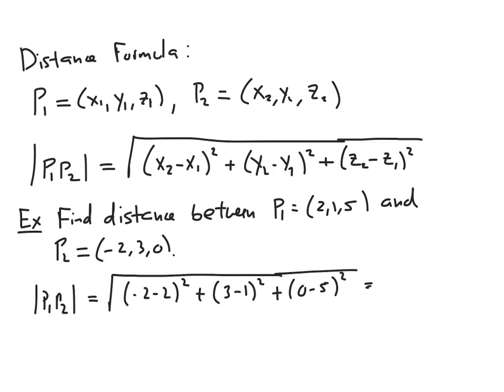And so we just compute what all of this is. So -2 minus 2 is -4. We square that to get 16. 3 minus 1 is 2. Squared is 4. And 0 minus 5 is -5. Squared is 25. And so we get the square root of 45. So these 2 points in 3 space are exactly the square root of 45 units apart.